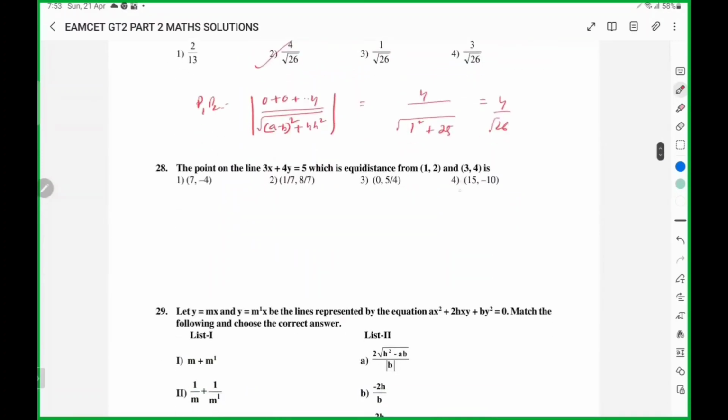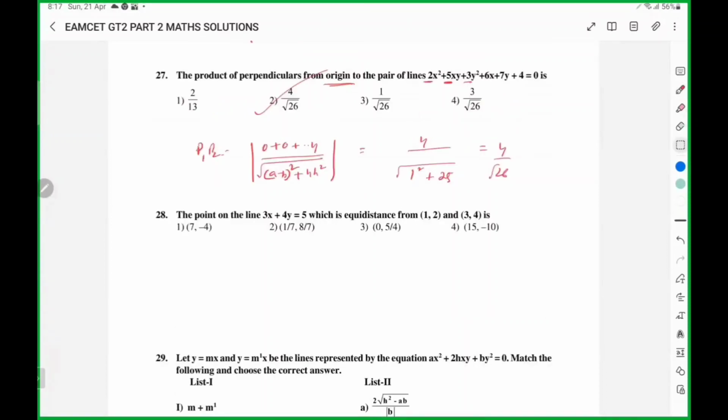The point which is equidistant from 1, 2 and 3, 4, equidistant from the given points. Here is a line. That line equation is 3x plus 4y minus 5 equals 0. Here we have 2 points, 1, 2 and 3, 4. Here alpha, beta is a point which is equidistant from the given points. So that means PA equals PB.